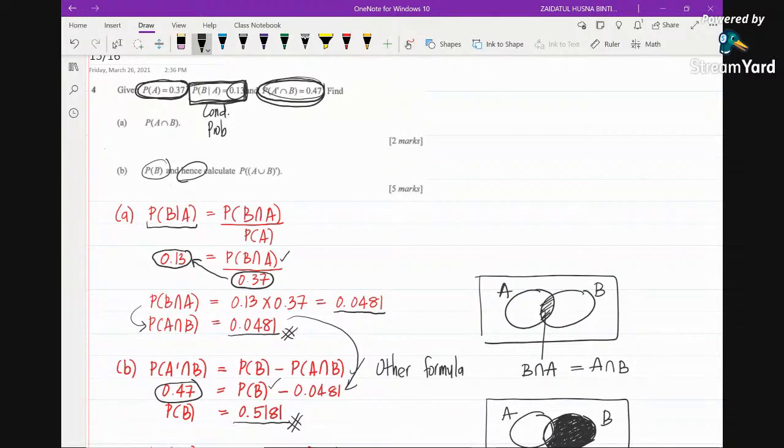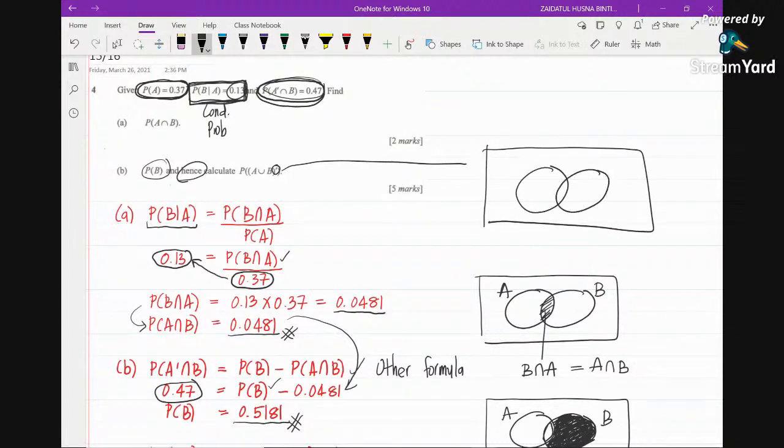And then hence, calculate P(A union B prime), yeah. You may notice that there is a prime there. If we try to draw the Venn diagram, we have A here, we have B. So A union B will be the two circles. So A union B prime is everything outside the circles. So how can we get this value?